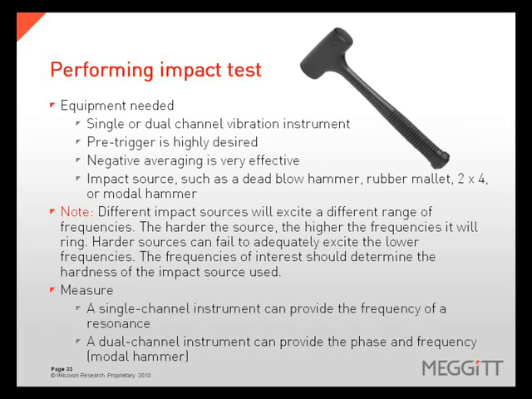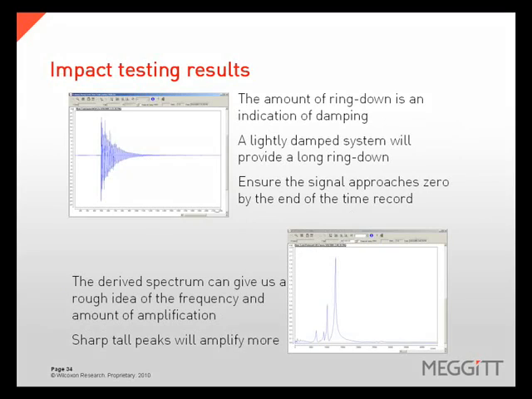This type of measurement will provide the frequency of a resonance, and if performed with a modal hammer using a dual channel system, will provide phase information. When interpreting the results of an impact test, the amount of ring down is an indication of the amount of damping. A lightly damped system will provide a long ring down.